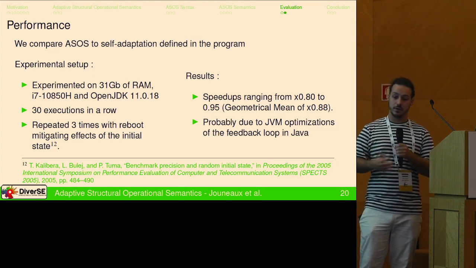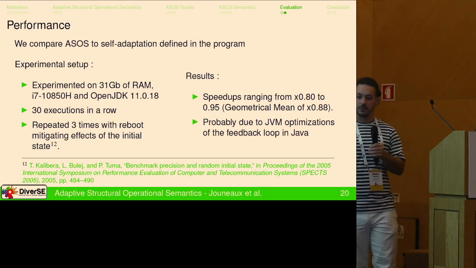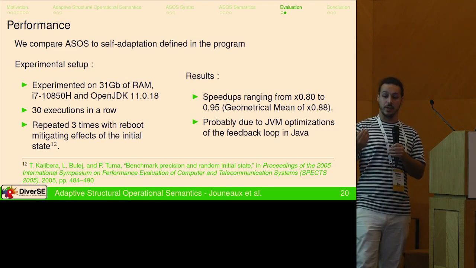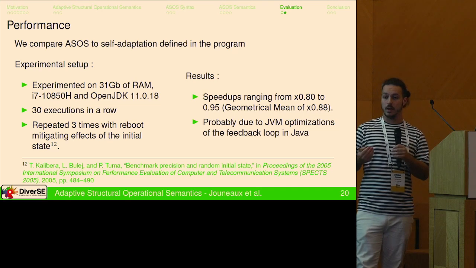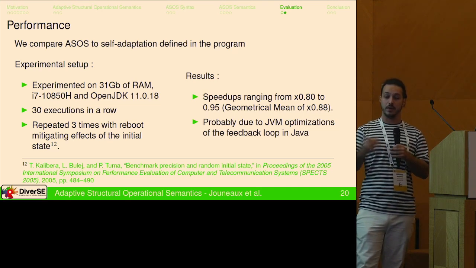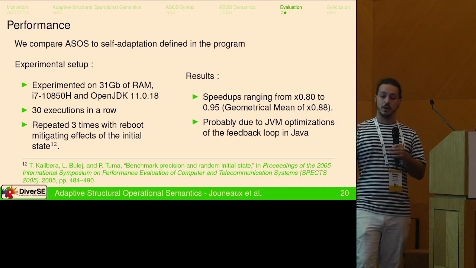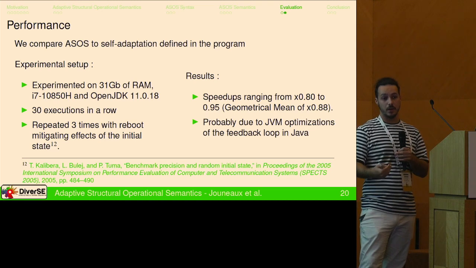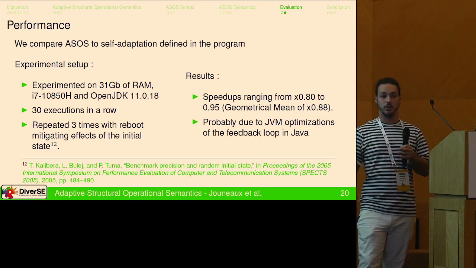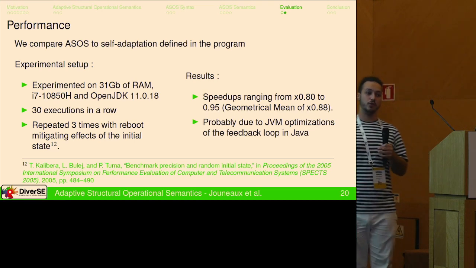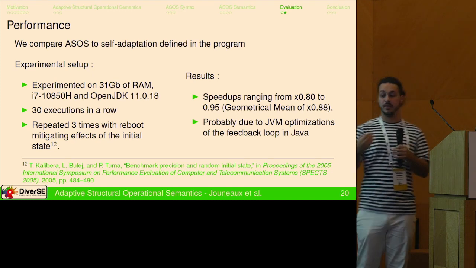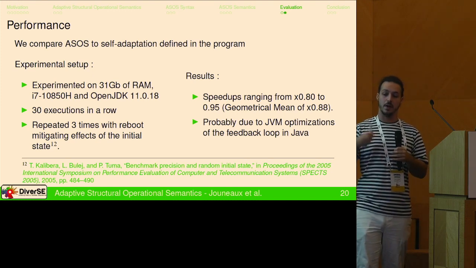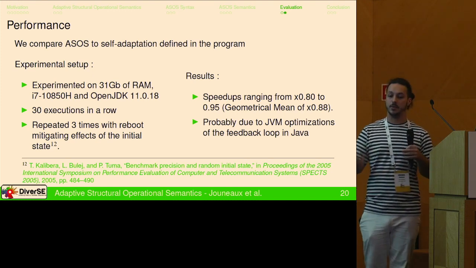And the results were, at first, strange, because we actually gained speed. But our theory right now is that it's probably from JVM optimization, because the feedback loop in our case, using ASOS, is defined using Java, while in RobLANG it's in RobLANG. So probably some JVM optimization helps us in the performance here.